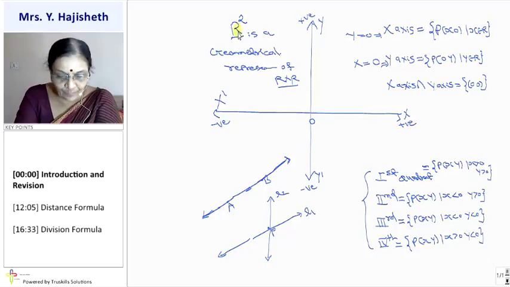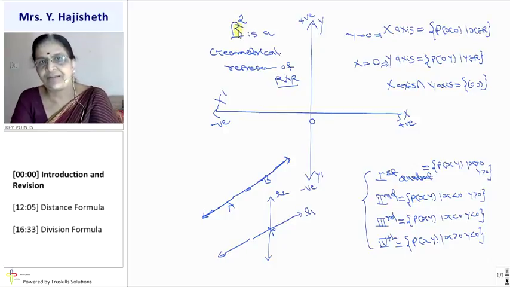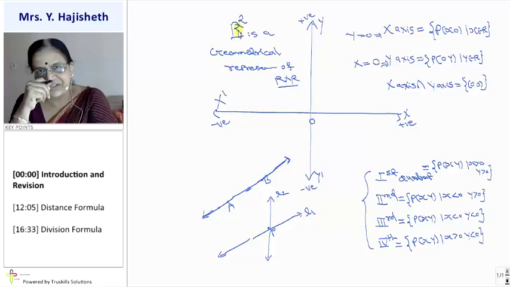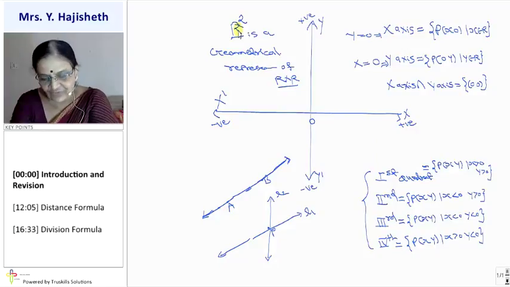And R square is a set of points representing ordered pairs (x, y), such that the ordered pair (x, y) belongs to R cross R. So R square is a geometrical representation of R cross R, and there is a one-to-one correspondence between elements of R cross R and points in R square.